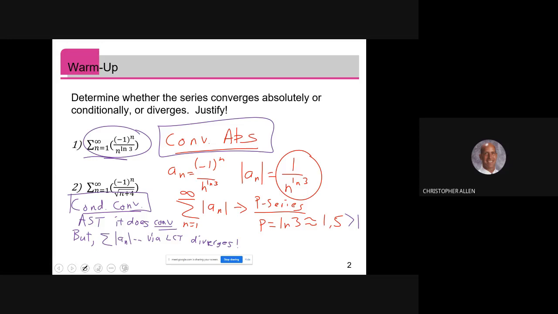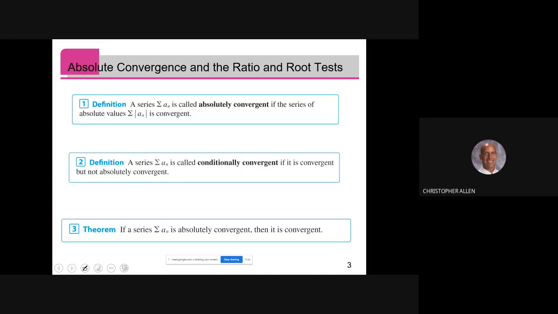Okie dokie. All right, so I am basically rehashing the stuff that I did on the YouTube presentation, and I'm using some different notes, but it's the same idea. So we just talked about what absolute convergence means. We say that a series is absolutely convergent if the absolute value of this series is convergent. And that's exactly what we just looked at.